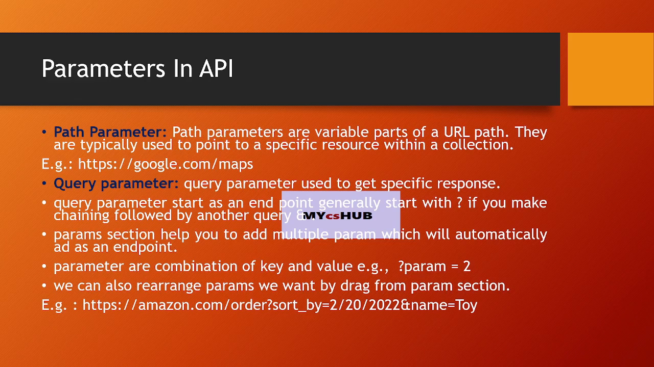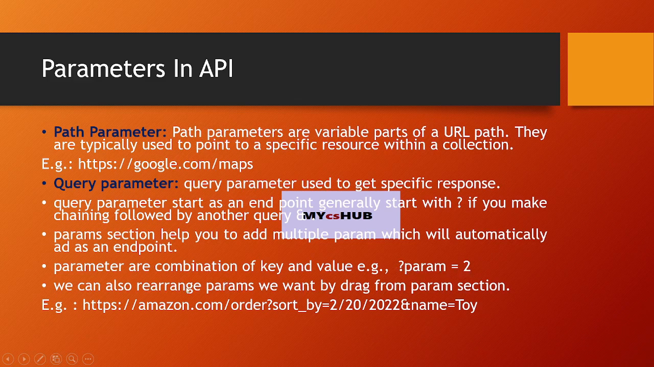So in Postman, we have one section just below the URL, which is basically known as params, where we have to put the key and value, and those key and value will be automatically concatenated with the base URL and used as a parameter. So parameters are the combination of key and value. For example, you can see over here, with the help of a question mark, params name equal to 2.